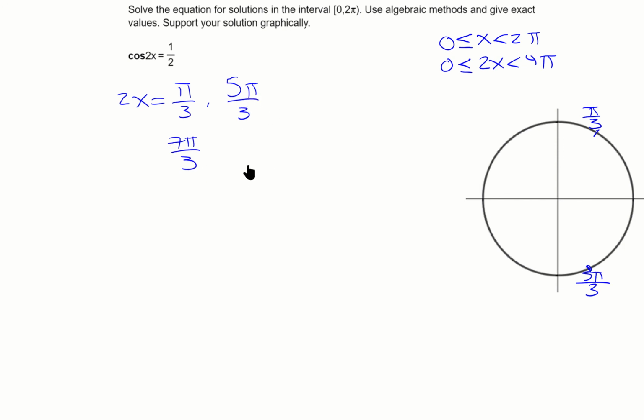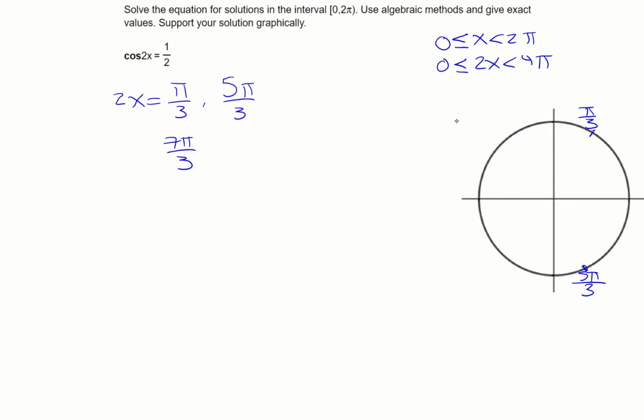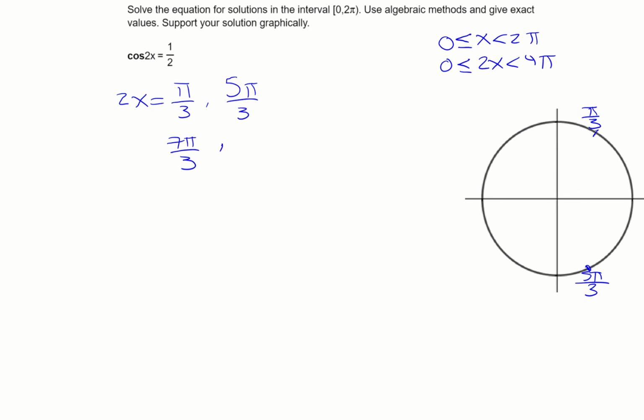Over here, I can add a full circle to 5 pi over 3, and that's going to be 5 pi over 3 plus 2 pi, which is the same as 6 pi over 3, so 11 pi over 3. And again, I shouldn't go around again, because if I do, I'll end up with 17 pi over 3, which is again more than 4 pi. So therefore, we are basically finished with solving for 2x. All we have to do now is solve for x.